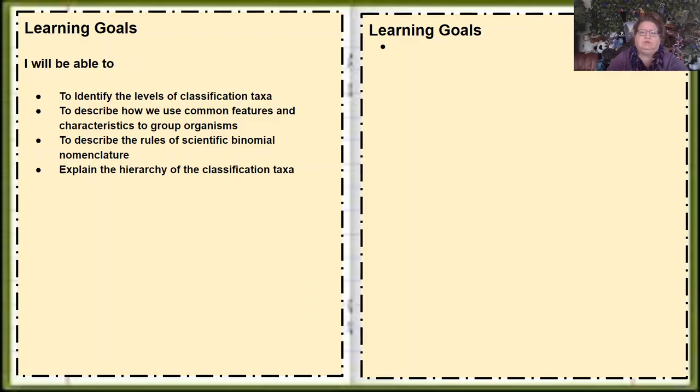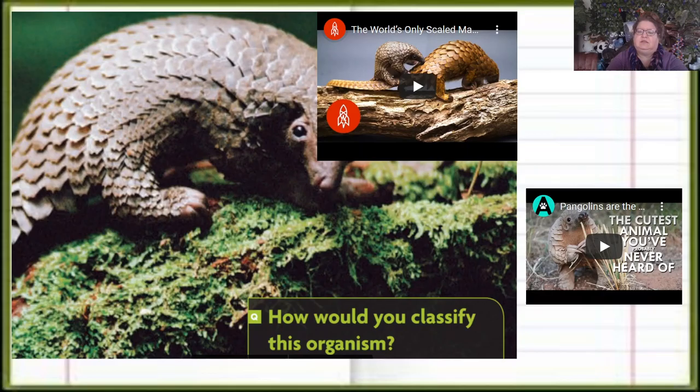So the bell ringer was about the pangolin, and you were asked to determine what characteristics would be helpful to know about the pangolin and what you thought the pangolin was. You're going to watch a couple of videos that explain this cute little critter and the different types of pangolins and what they're facing. A good example of why Christian environmental stewardship is very important, understanding the value of protecting these animals.